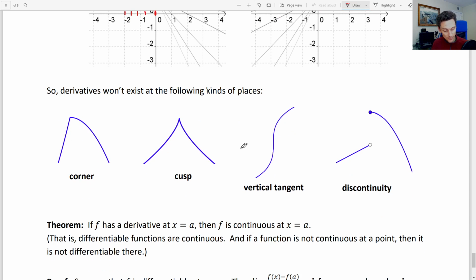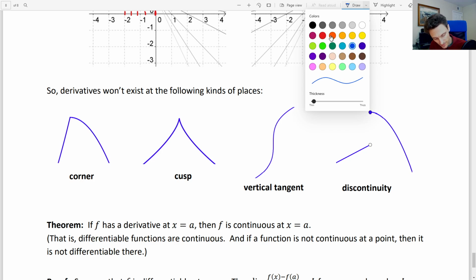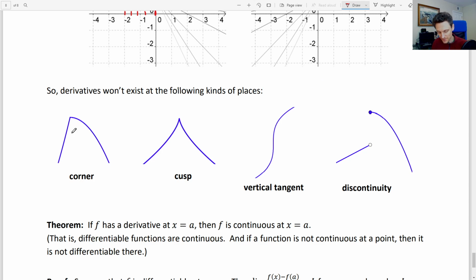So when we look at some various curves, we're going to see some cases where derivatives just don't exist, and it's because the left and the right-hand derivatives possibly don't agree, or possibly there's some other reasons going on here. So in the case of a corner, switch back over to here.